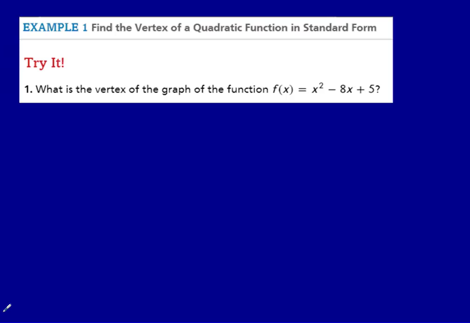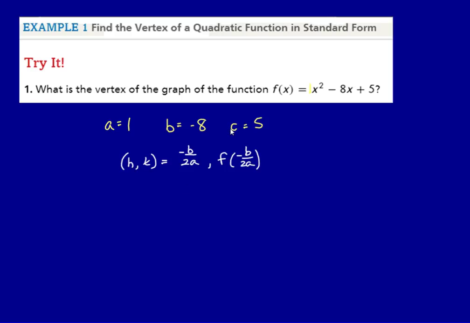Let's practice that. What is the vertex of the graph of the function f of x equals x squared minus 8x plus 5? Well, let's first write down what a, b, and c are. a is the coefficient right here, so it's 1. b is the coefficient on the x term, so it's negative 8. And c is 5. By the way, it's really nice to know that c is going to be your y-intercept too. This is a nice little piece of information. So I want to know h comma k. h is negative b over 2a, and k is going to be f of negative b over 2a.